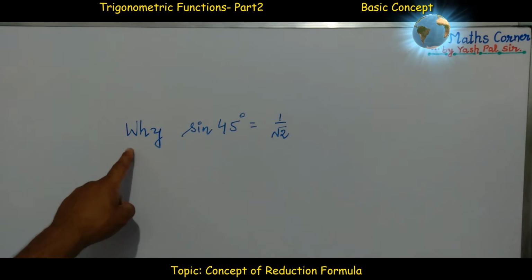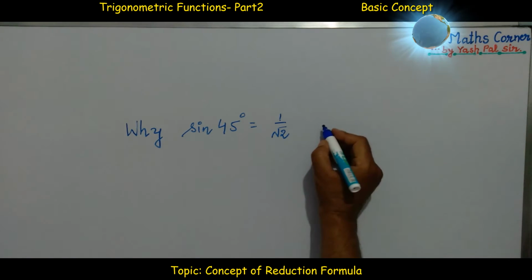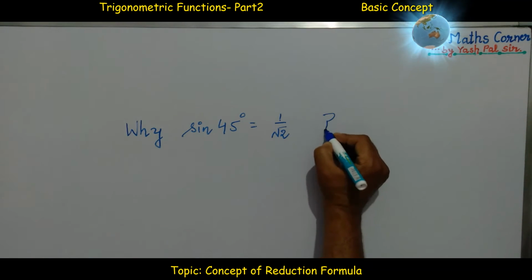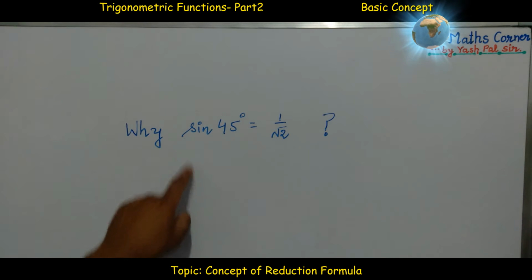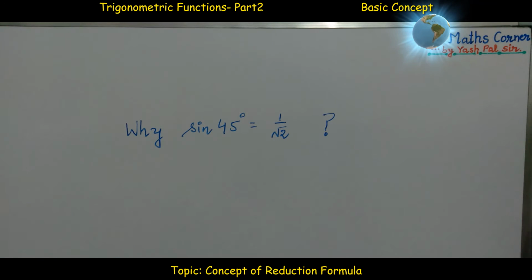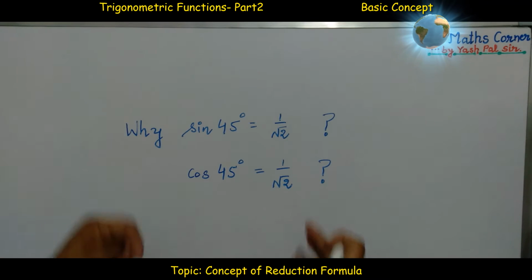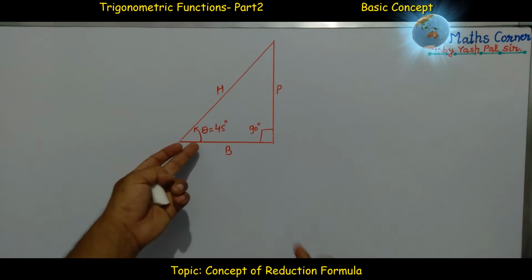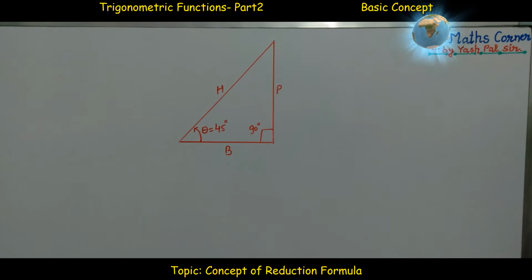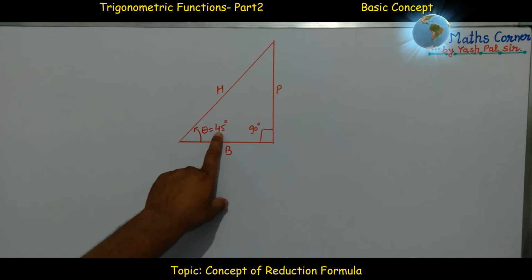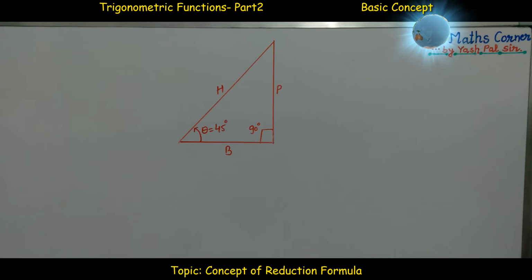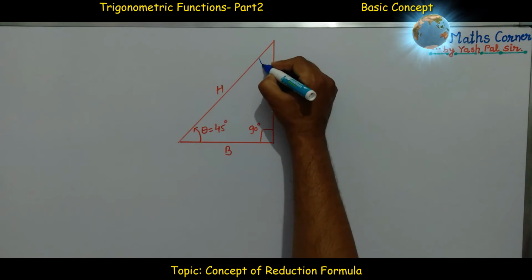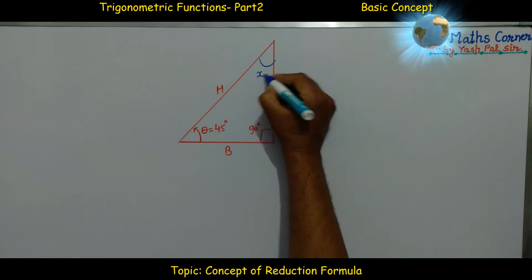Now the next question is, why is sine 45 degree equal to 1 upon square root of 2? Similarly, why is cos 45 degree equal to 1 upon square root 2? This is also a very interesting case, so let us discuss this also. To understand this, first of all, let us consider this right angled triangle having theta equal to 45 degree. Now suppose this angle is x.